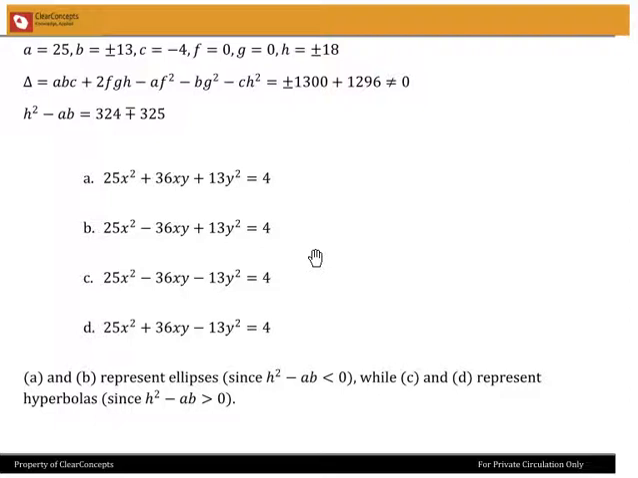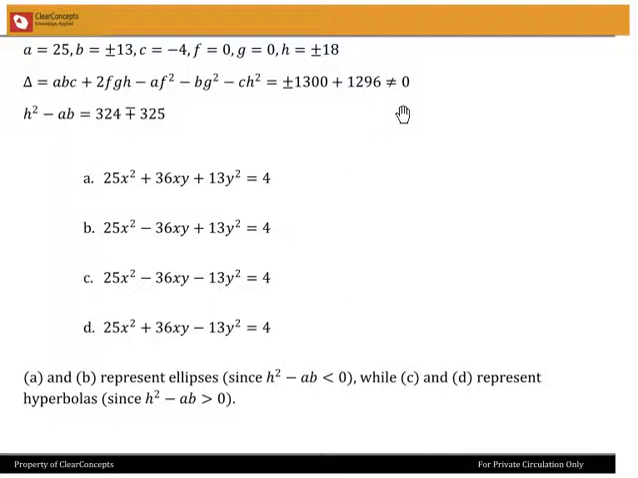If we look at the general second degree equation in two variables and then look at the options A, B, C and D, we will see that we have a always 25. b is either plus or minus 13, c is minus 4, f is 0, g is 0, h is either plus or minus 18. We can calculate delta, abc plus 2fgh minus af squared minus bg squared minus ch squared, and we can see no matter what combinations of b and h, those are the only two parameters that have different values, we will get a non-zero value, which means the equations we are given do not represent a pair of lines. They are some conic sections.